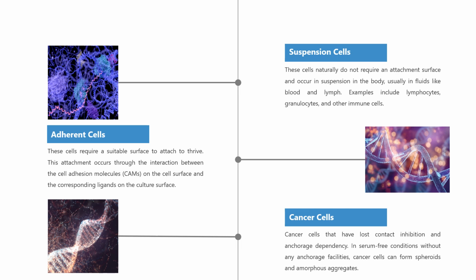Suspension cells. These cells naturally do not require an attachment surface and occur in suspension in the body, usually in fluids like blood and lymph. Examples include lymphocytes, granulocytes, and other immune cells. Cancer cells that have lost contact inhibition and anchorage dependency. In serum-free conditions without any anchorage facilities, cancer cells can form spheroids and amorphous aggregates.